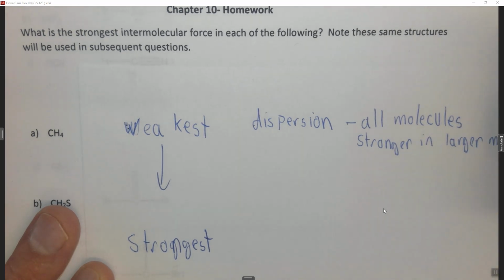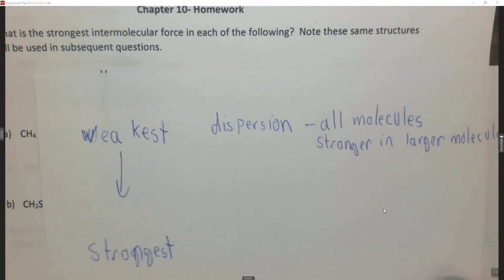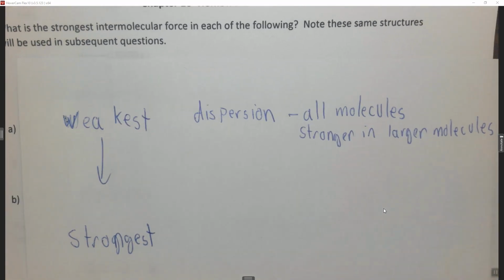All right, and for this course, you generally judge larger by molar mass, although something that's more spread out would have a stronger dispersion force than something that was less spread out. For example, pentane and neopentane, if you've seen that example.